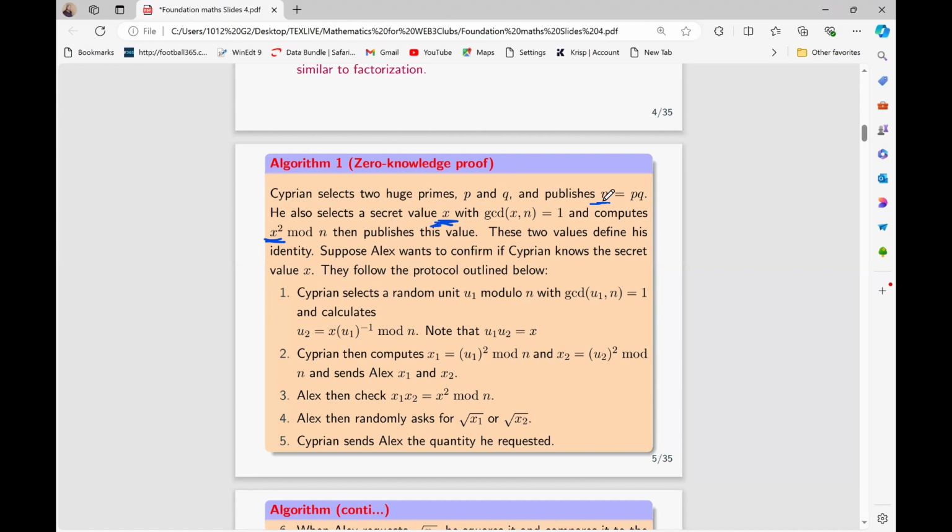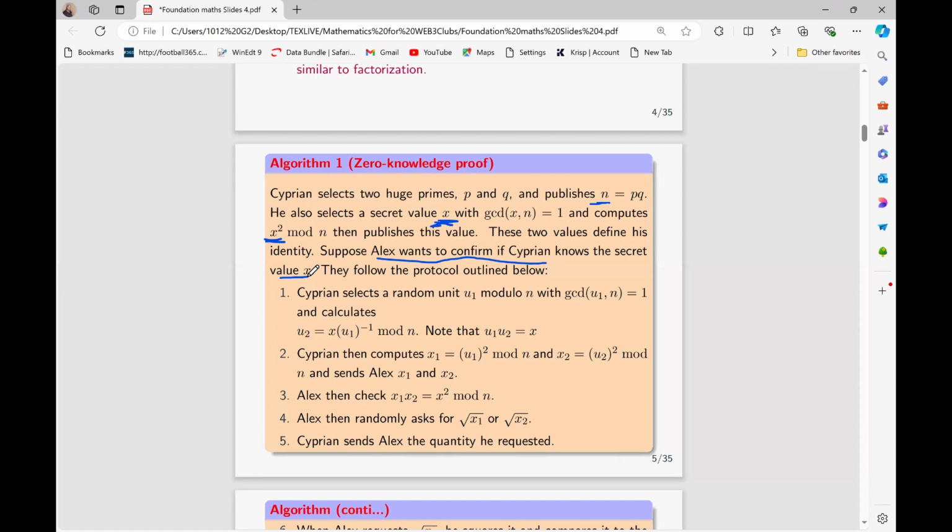And then what you publish is x squared mod n. Now, Alex wants to confirm if Cyprian knows x. Remember, it's Cyprian who chose this x, so he knows what x is. Alex wants to prove whether indeed Cyprian knows, but Cyprian does not want to reveal the x.